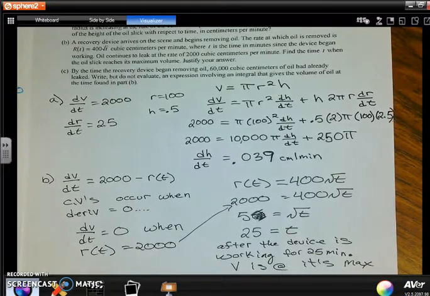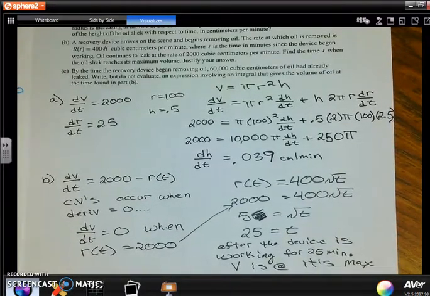And for that, I think you should get your full credit for part B, and that means there's only part C left. So part C says, by the time the recovery device began removing oil, there was already 60,000 cubic meters leaked out. Right, but do not evaluate an expression involving the integral that gives the volume of the oil at the time found in part B.